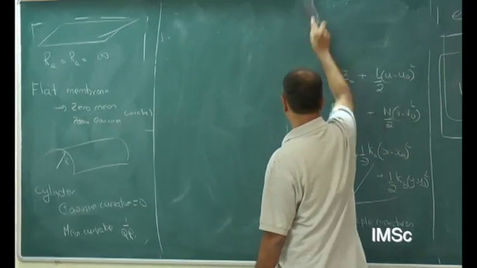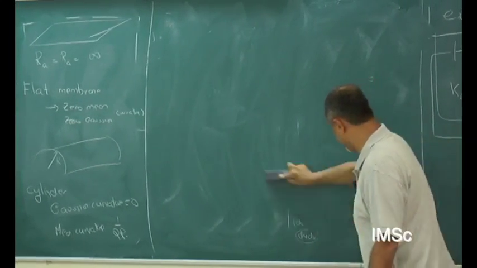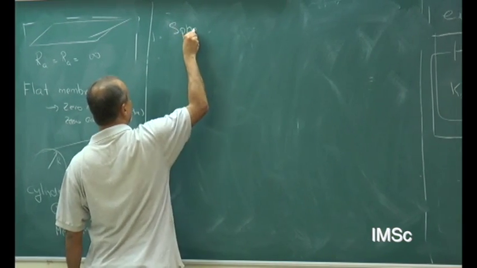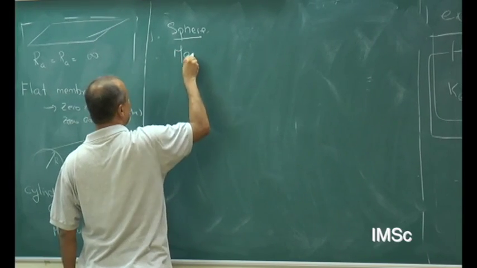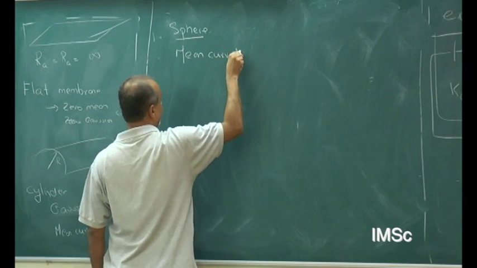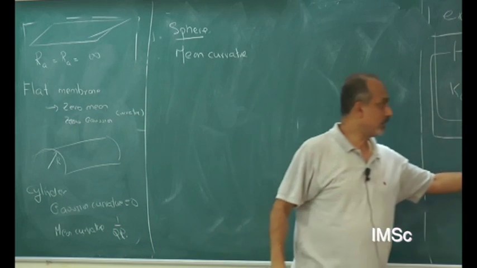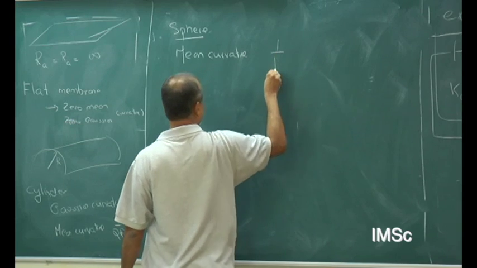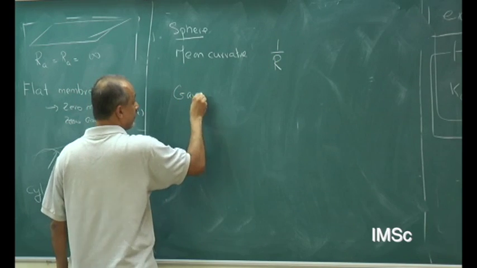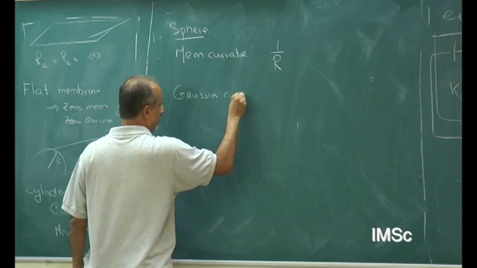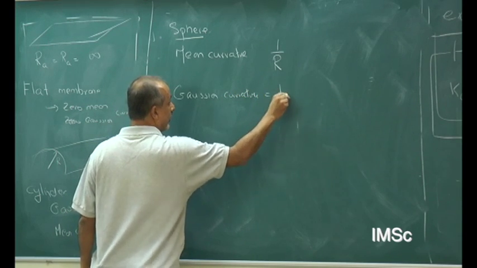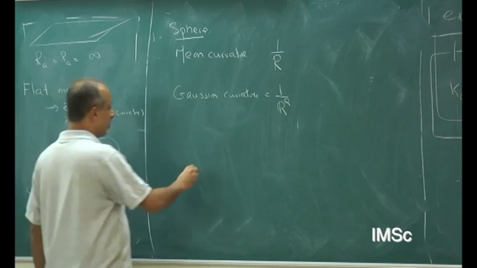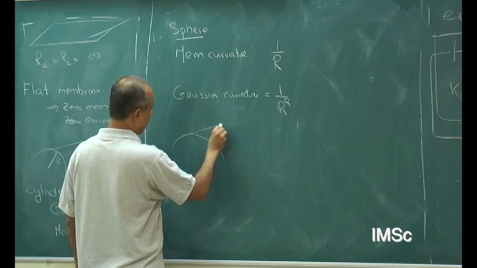What happens for a sphere? Here, the mean curvature is 1 by r plus 1 by r, which is 2 by r, and with the factor of 1/2, the mean curvature is 1 over r. And the Gaussian curvature is 1 by r squared. Okay, for a sphere.